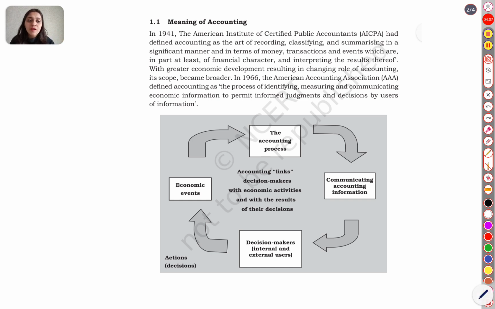So here accounting is not only a recording of transactions, but it is the process, communication, decision making and economic events. And again the accounting process goes on. So accounting links decision makers with the economic activities and with the results of their decisions. Means अगर हमने accounting process को follow किया है, if we are following the accounting process, the owner is giving the correct and right information to the accountant.